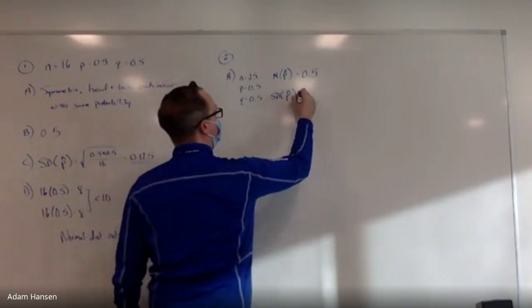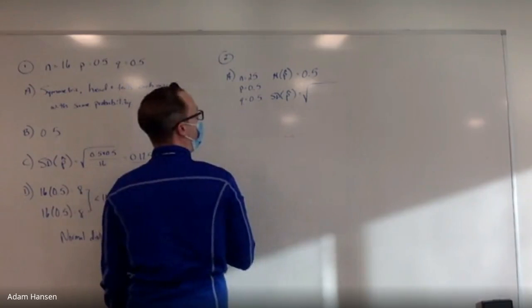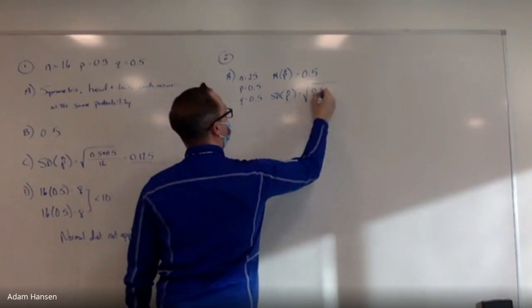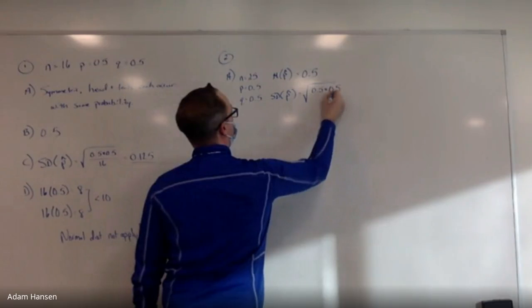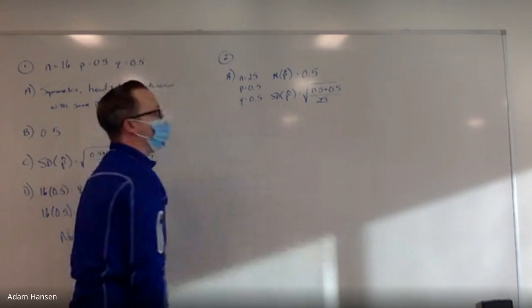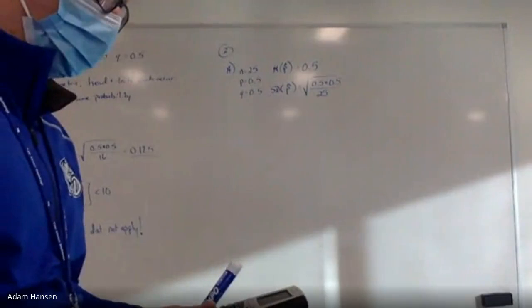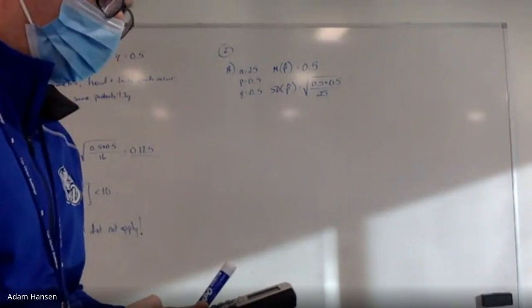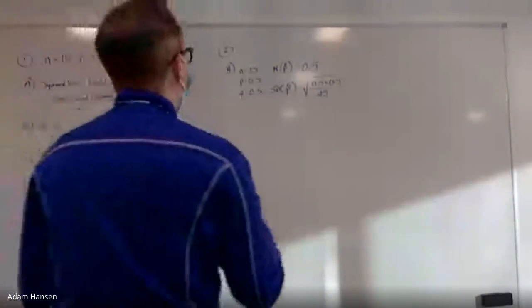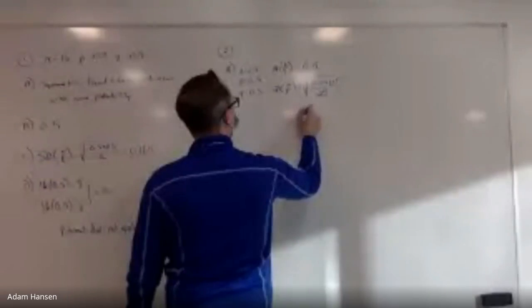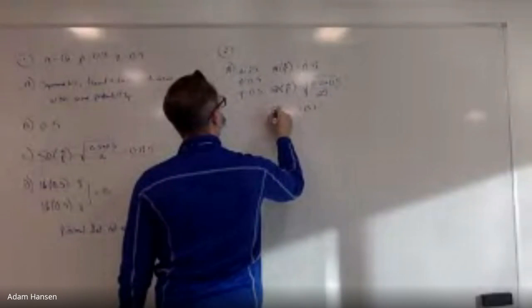So what's the variability from that average? That would just be the square root of p times q over n. 50%, 50% over 25. So I get about 10%. So I would expect my sample proportions to be 50% or differ from that by 10%.